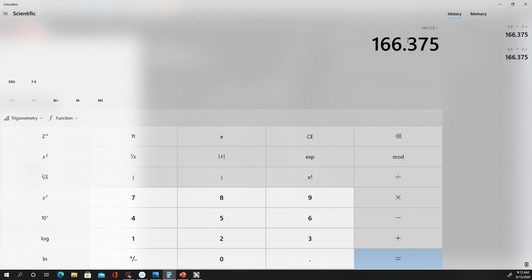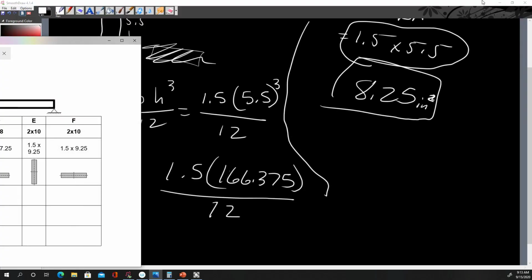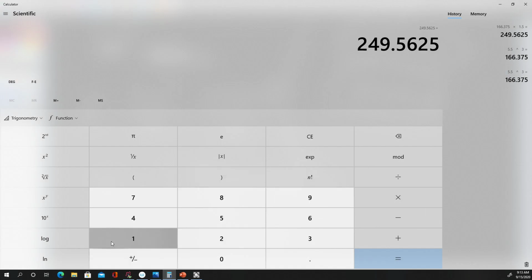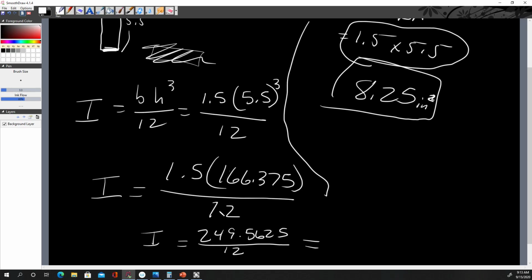Next thing we got to do is times this number by the 1.5. And we get 249.5625. And then divided by 12, of course, don't forget that. So I multiplied these two right now. And these are equal to the moment of inertia. Let's divide this by 12 and we'll be done. Divided by 12. 20.8, let's round it, or they always round it to these two numbers right here, so I'll just say 21. And I'm fine with that.